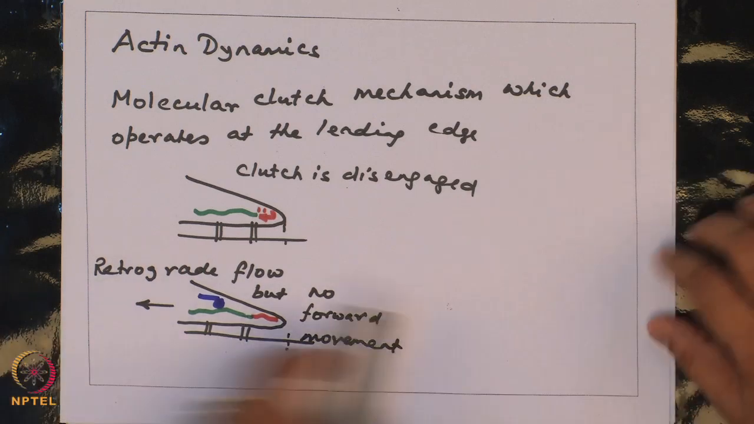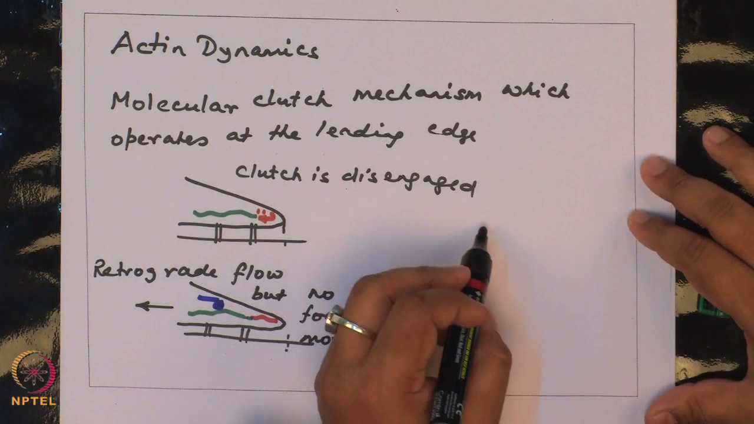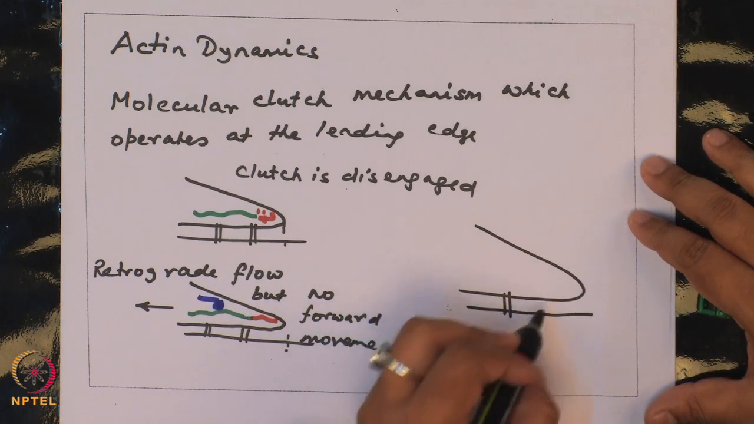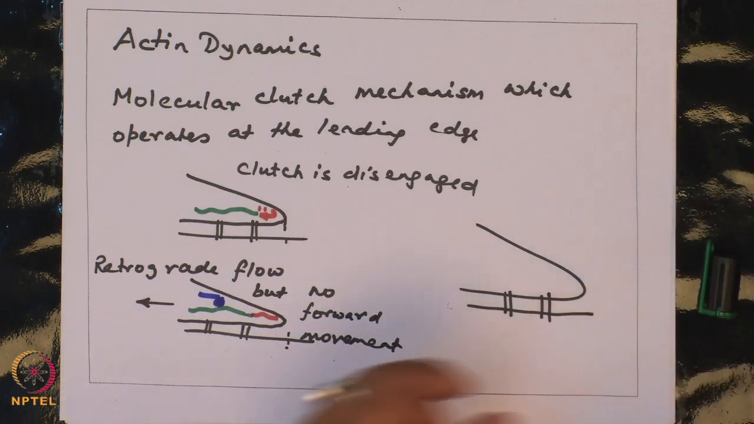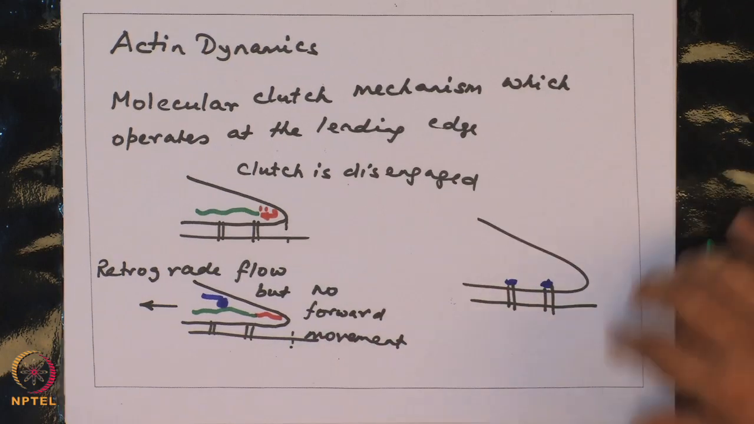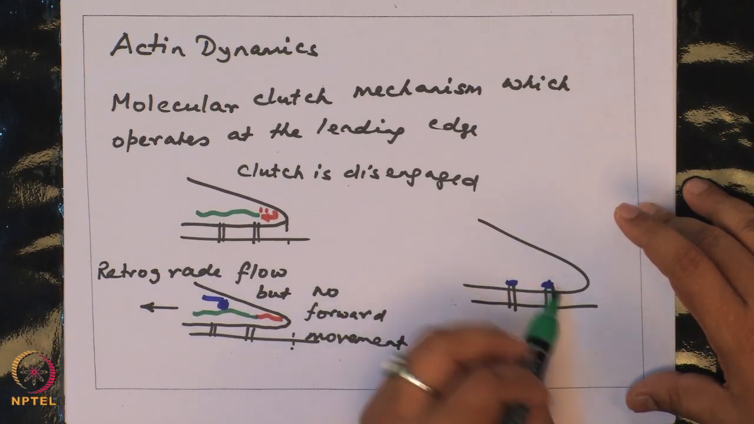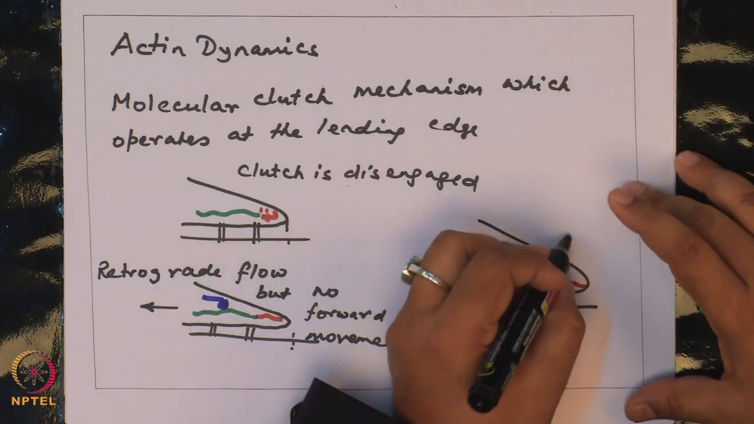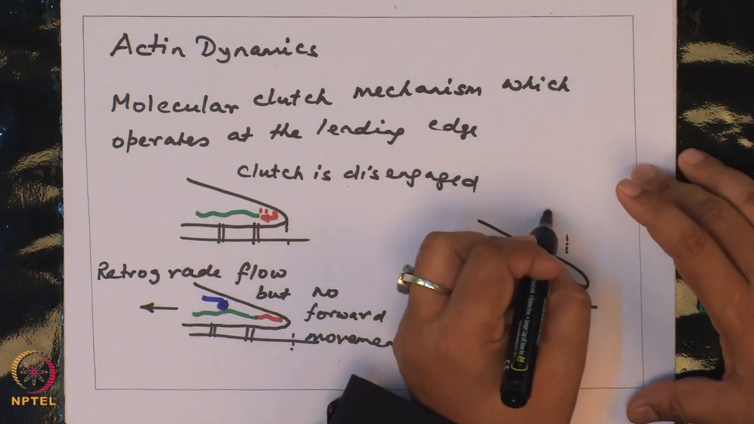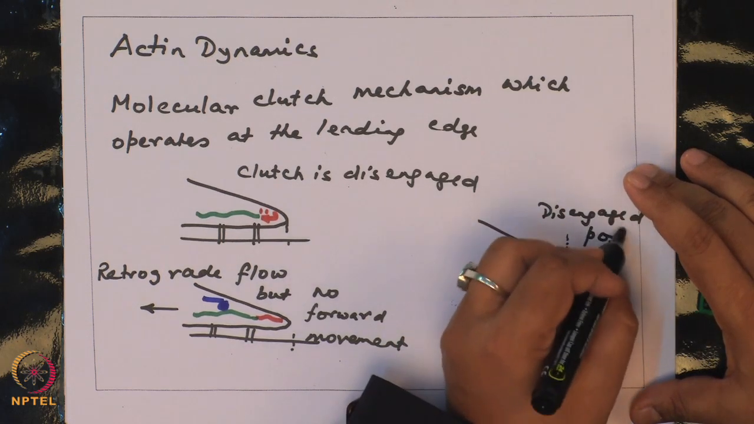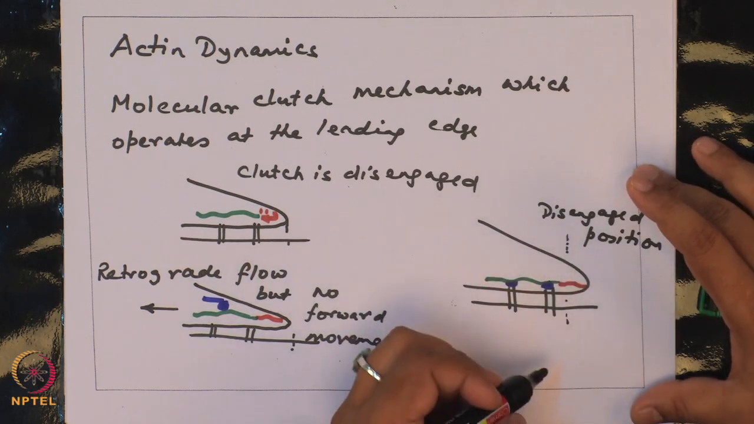In the other case, when the clutch is engaged, you have various adapter proteins which link you with the filament. Let us say this was the earlier position, in the disengaged position, this was the leading edge position.